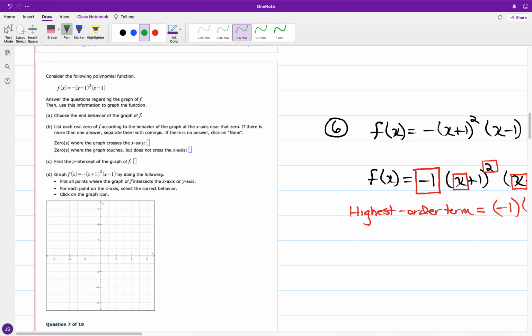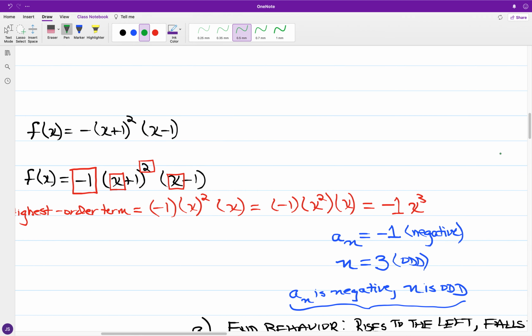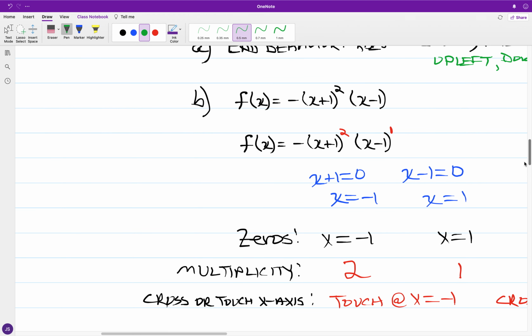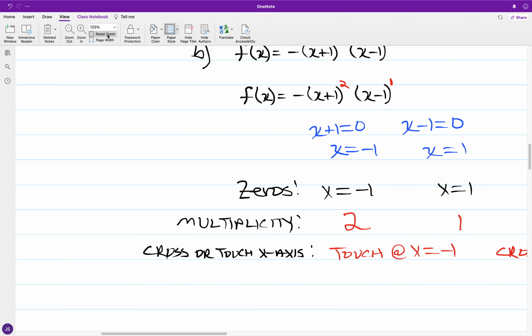So just filling in the box here. That's going to be at 1 where it crosses, and at negative 1 where it touches but does not cross the x-axis. And in terms of the y-intercept, we're looking at the y value whenever x is set to 0.